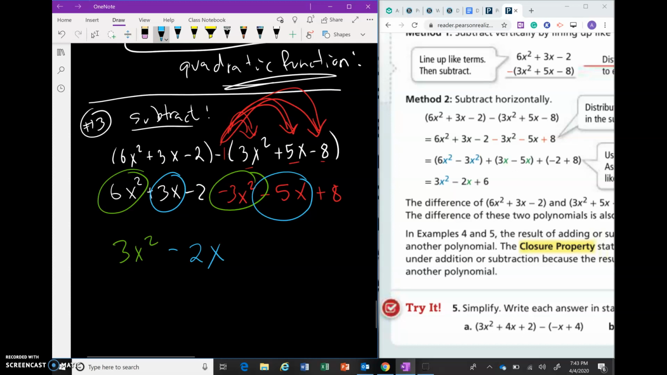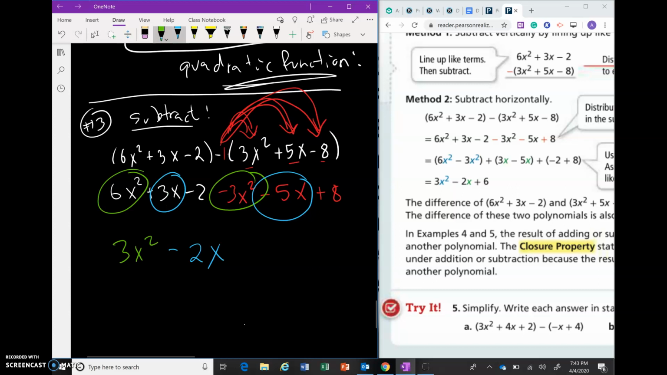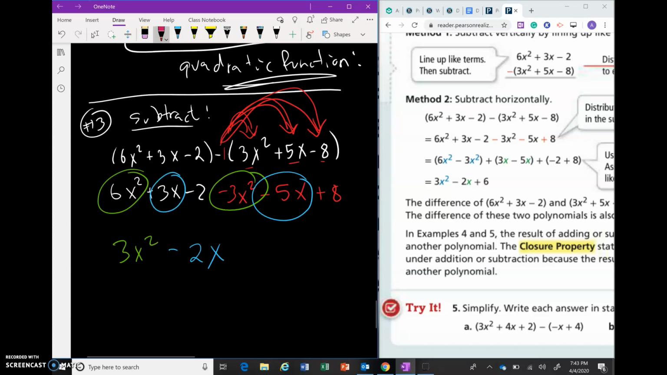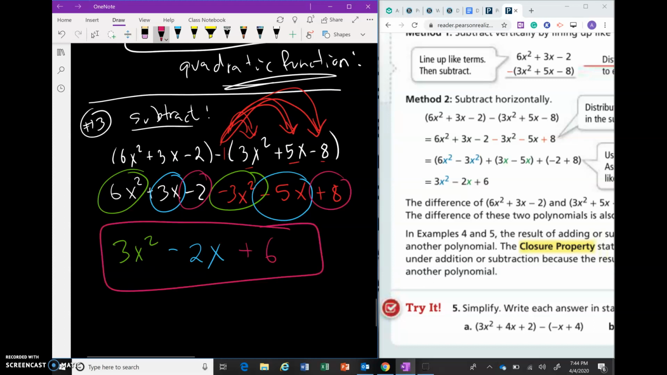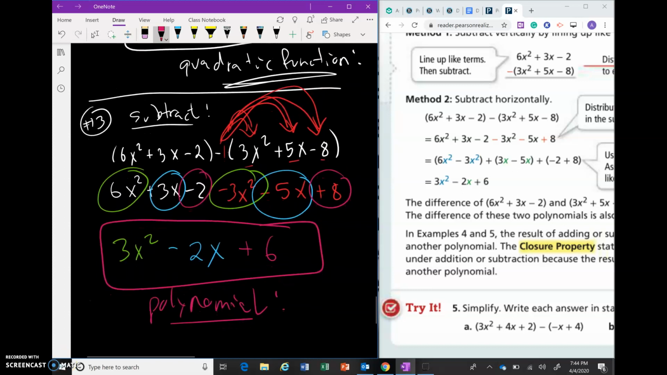Let's go ahead and add the constants now. Negative 2 plus 8 will give us 6. So this is your new polynomial. And so that is how you subtract, guys. On your homework, make sure you know that, and just practice some subtraction ones.